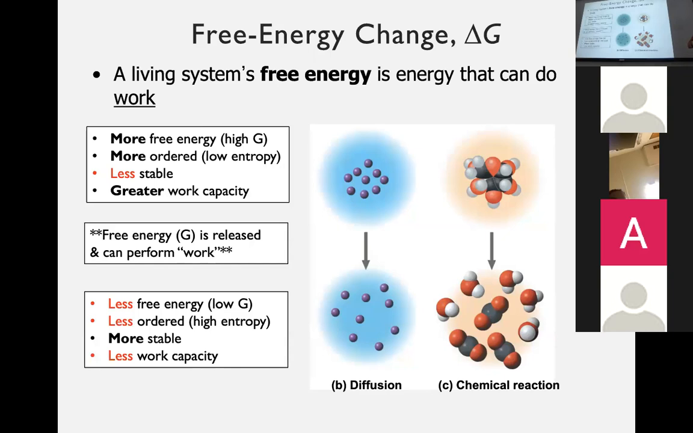Okay, so now we have a new term to talk about, which is free energy or free energy change. Delta, that triangle right there, just means change. G is free energy. That's called Gibbs free energy, that's why it's a G. So we're talking about free energy change. So what is free energy? It's basically a system's energy that is available to do some kind of work.